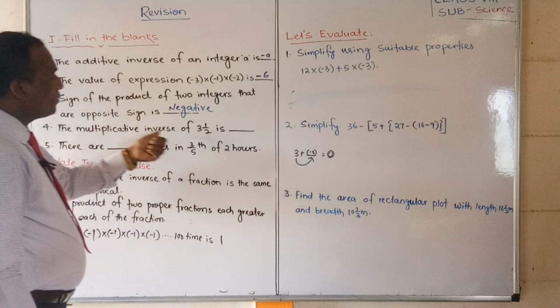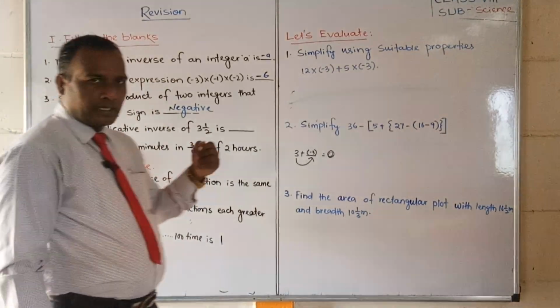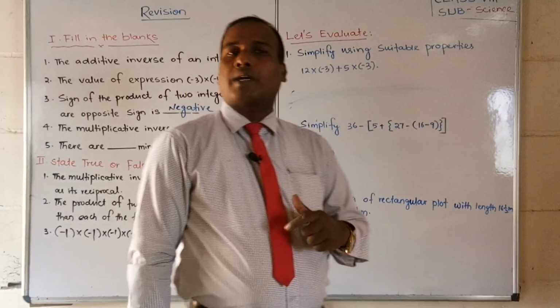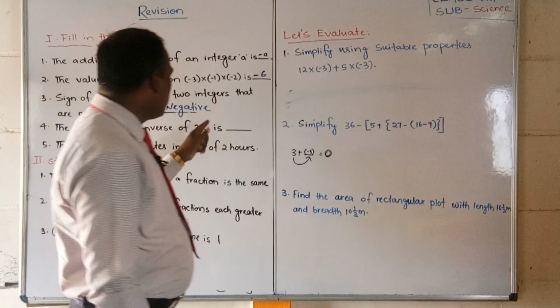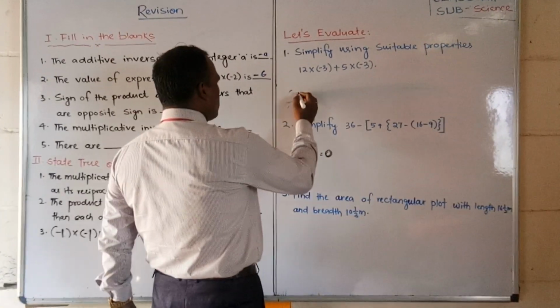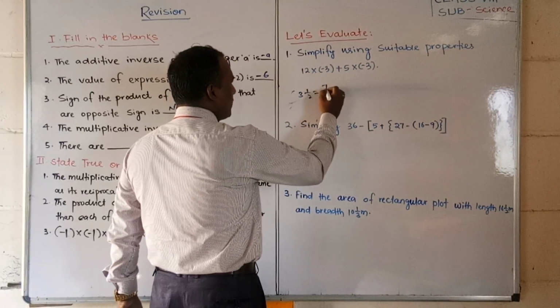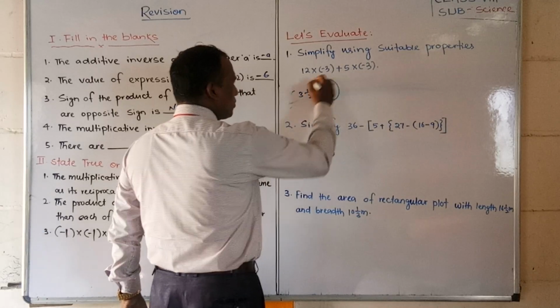The multiplicative inverse of 3 1 by 2. What is the multiplicative identity? The multiplicative identity is equal to 1. So which number will multiply with this so that the answer will come 1? First of all I will write 3 1 by 2 is equal to 7 by 2. So this is 7 by 2.